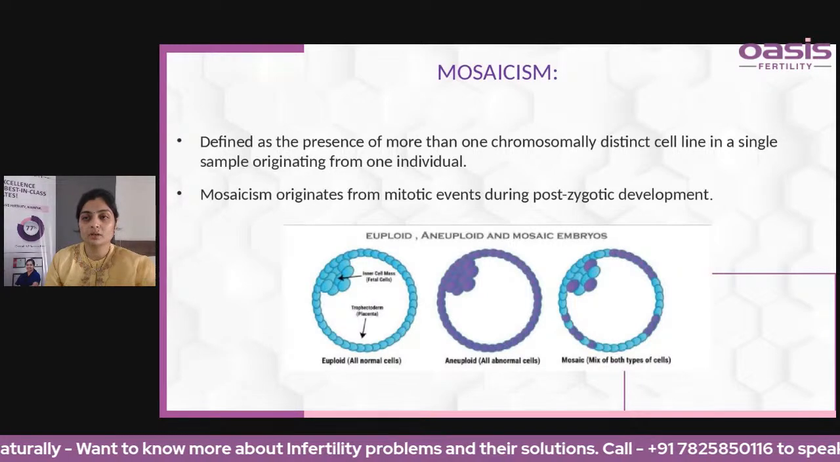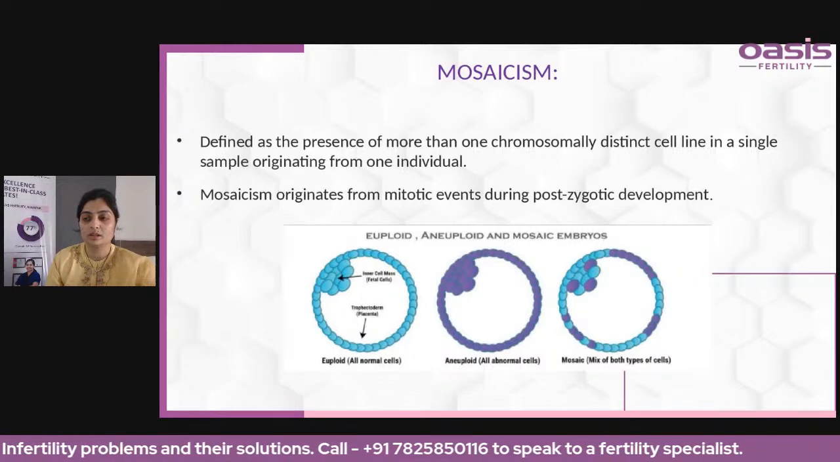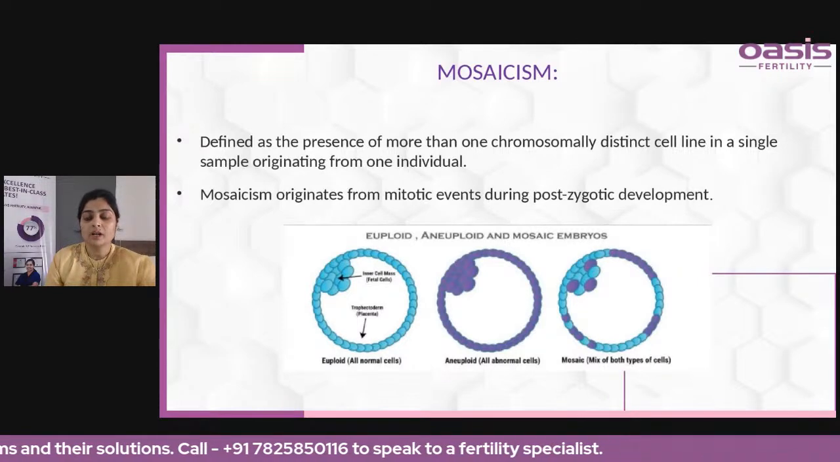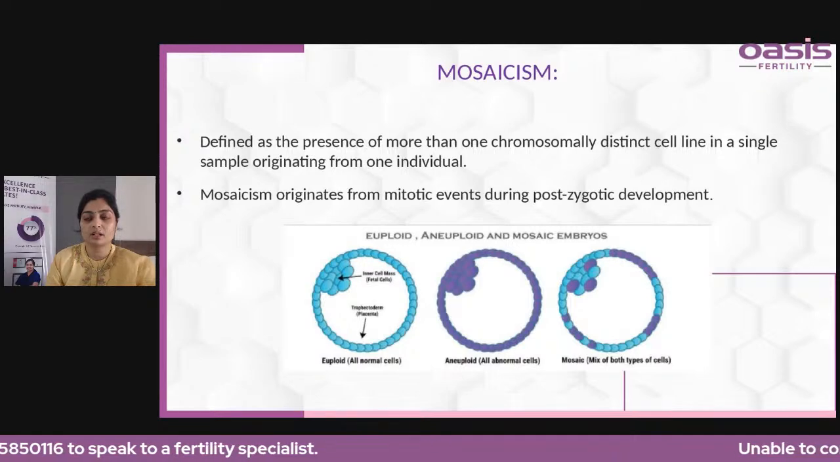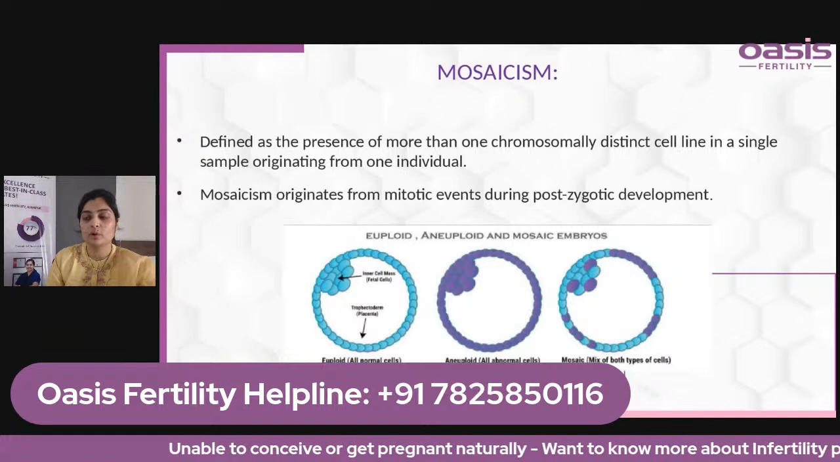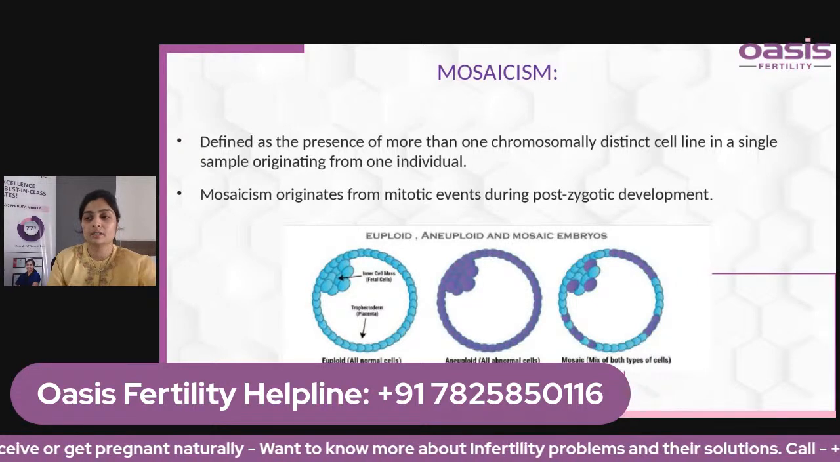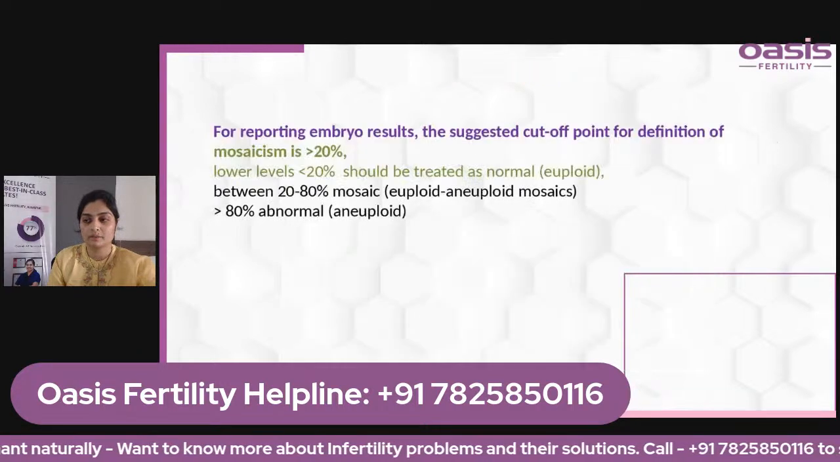So this is something complex. When you read the result, it says mosaic. So we have an idea about euploid status, that is normal, and aneuploid status, that is there is some abnormalities. What is this mosaicism? When part of it is abnormal, when there is a mixture of aneuploid and euploid cells, in simpler terms, it can be termed as mosaicism.